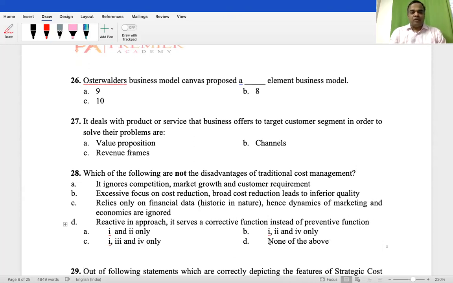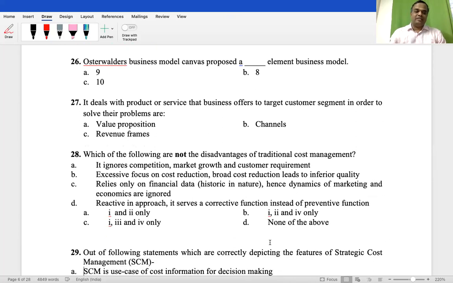Osterwalder's Business Model Canvas proposes a dash element of business model. How many elements? Nine elements. With respect to the nine elements, the center point is what? Value proposition. That value proposition consists of what and what?